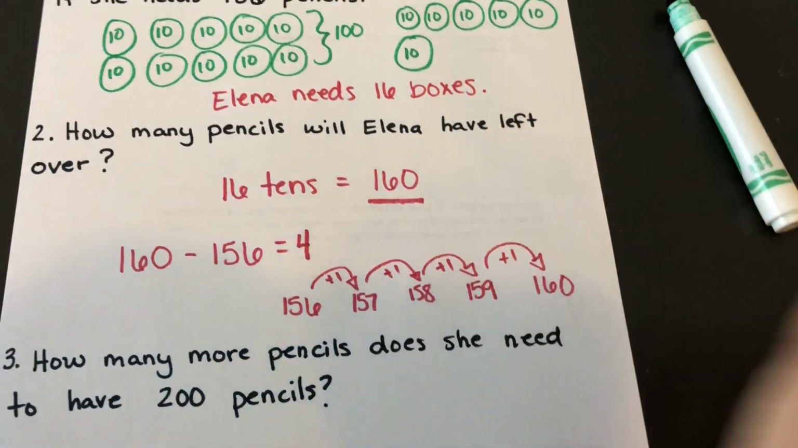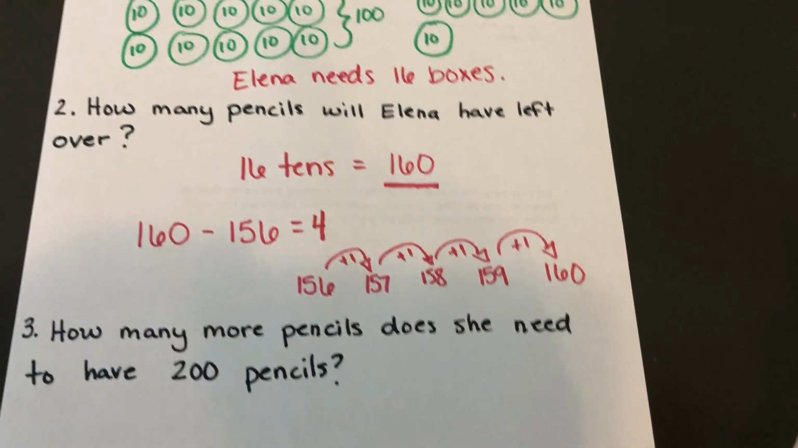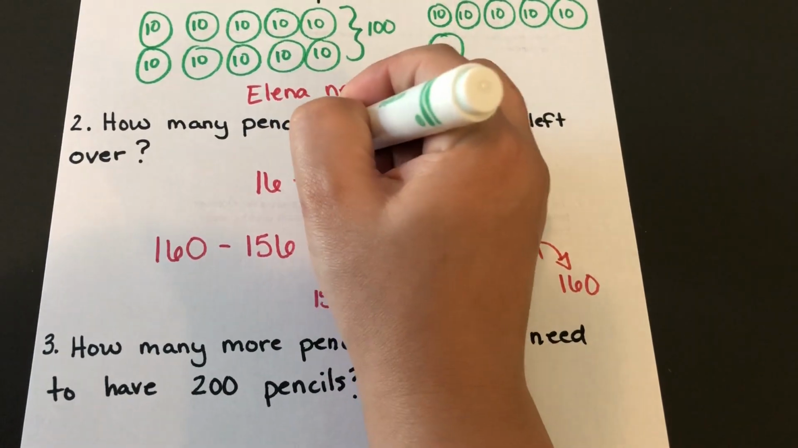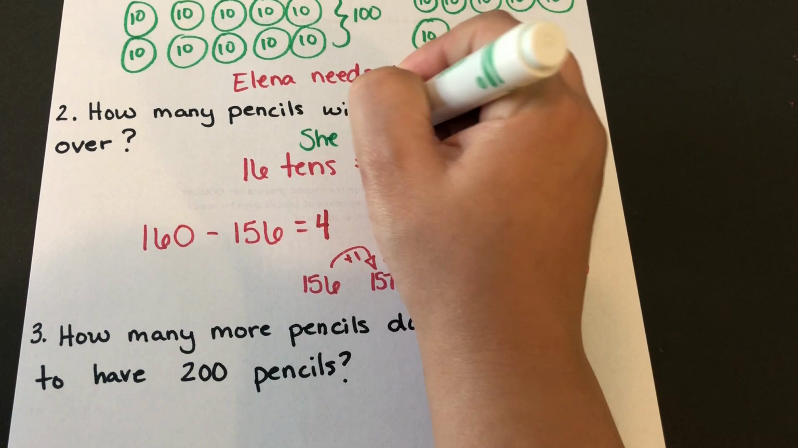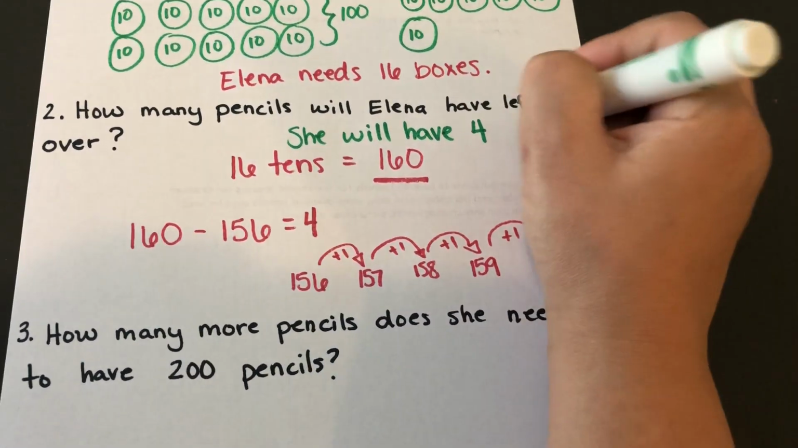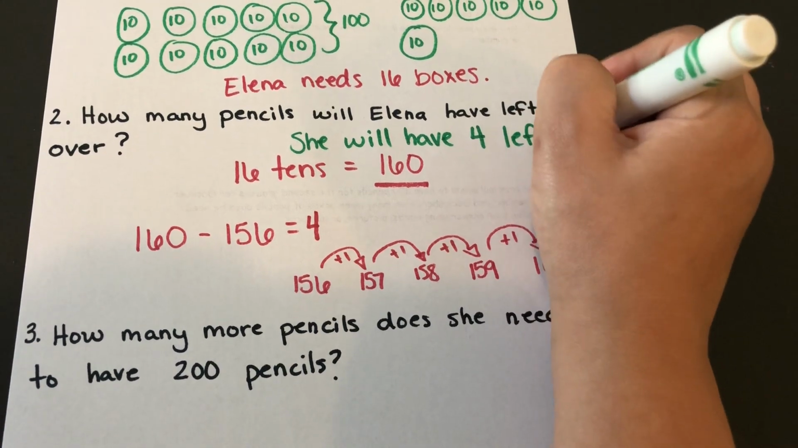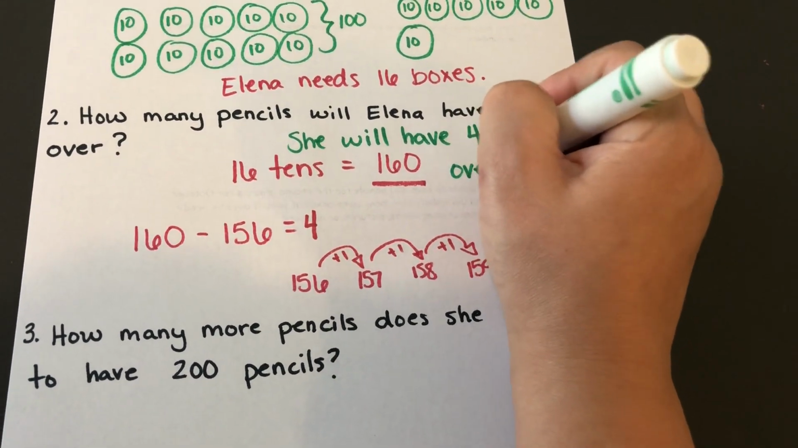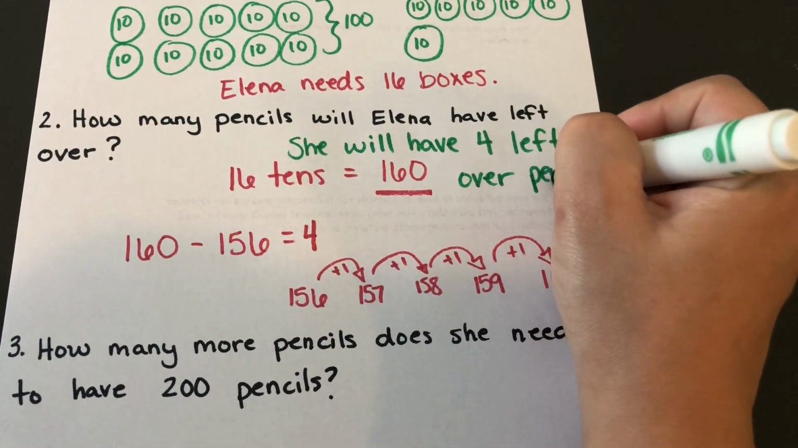So how many pencils will Elena have left over? She will have 4 left over pencils.